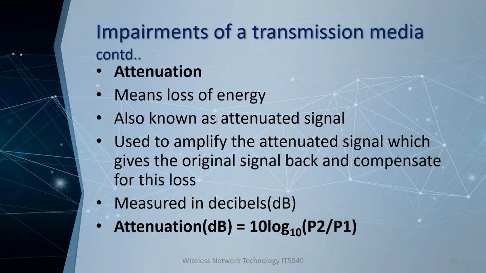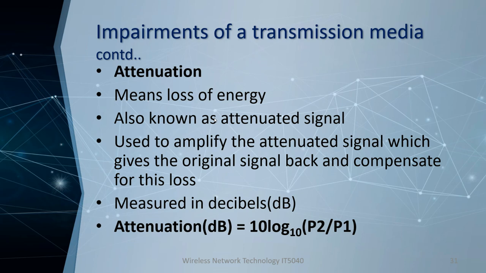Another impairment is attenuation. It means a loss of energy. The strength of a signal decreases with increasing distance, which causes loss of energy in overcoming the resistance of the medium. This is also known as an attenuated signal. Amplifiers are used to amplify the attenuated signal, which gives the original signal back and compensates for this loss.